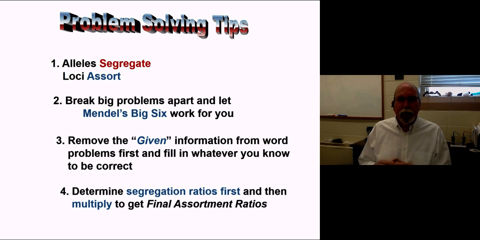And then finally, remember that when you're working these dihybrid or multihybrid problems, do the segregation ratios first. Figure those out. Break it down to the simplest things you can do. Then you can always multiply by the product rule to get the final assortment ratios. So remember what a segregation ratio is. That's one locus, one trait. Assortment ratio is two or more loci, usually two or more traits, and it's the product of the product rule.